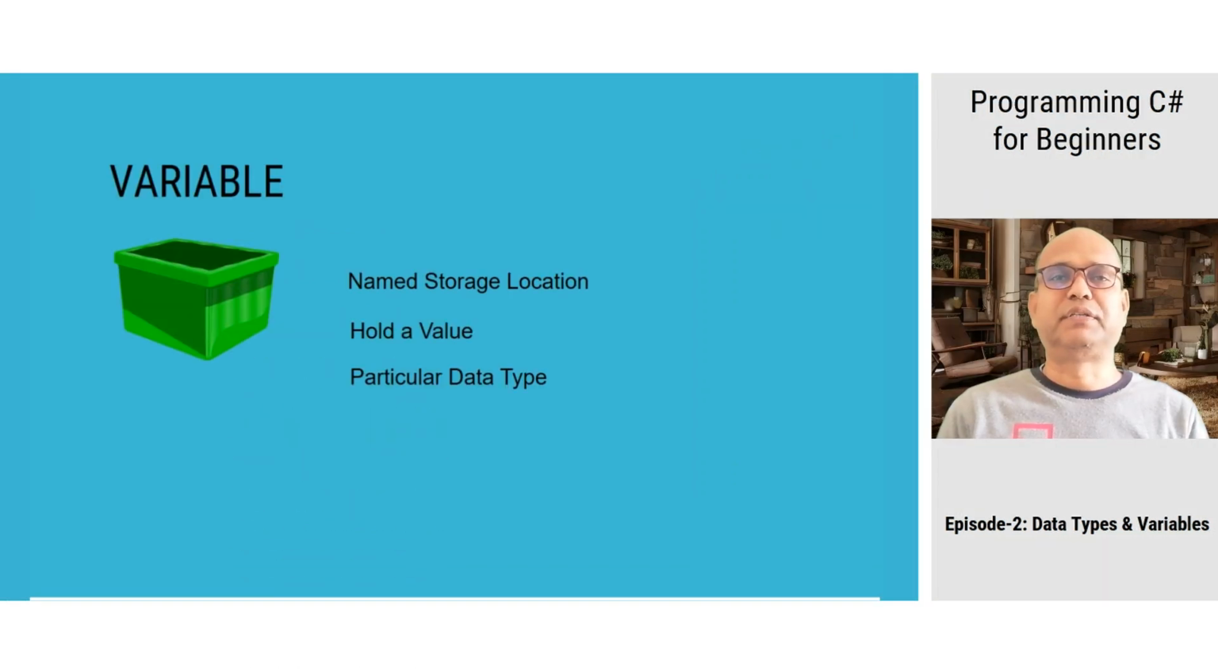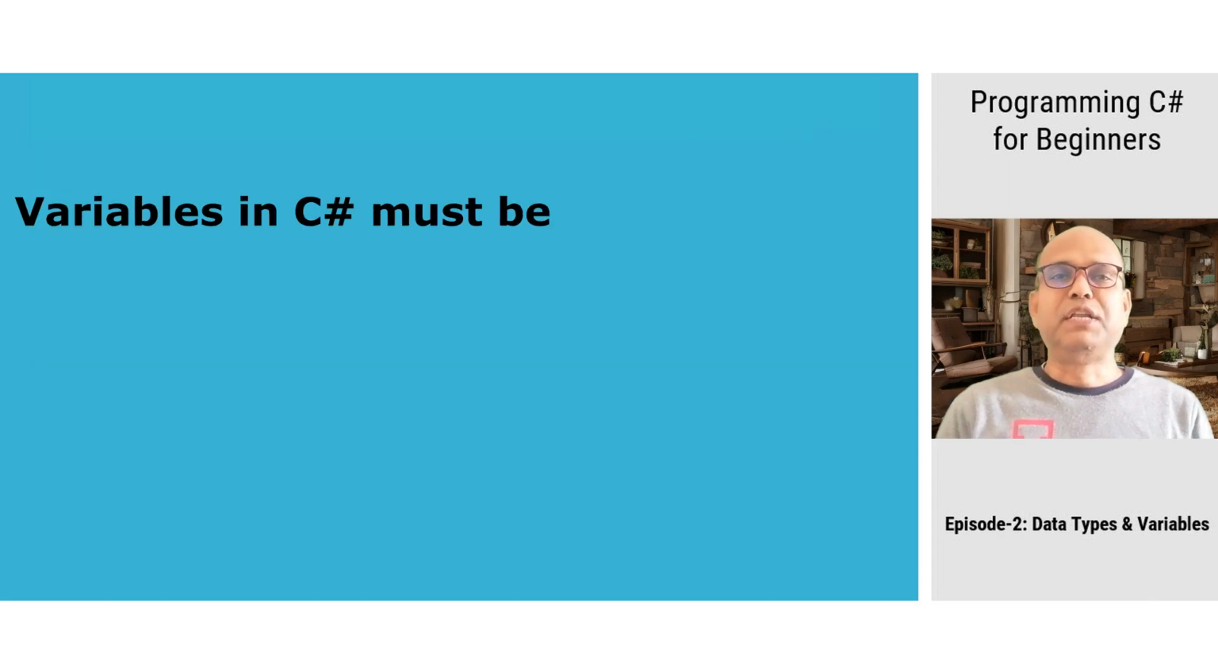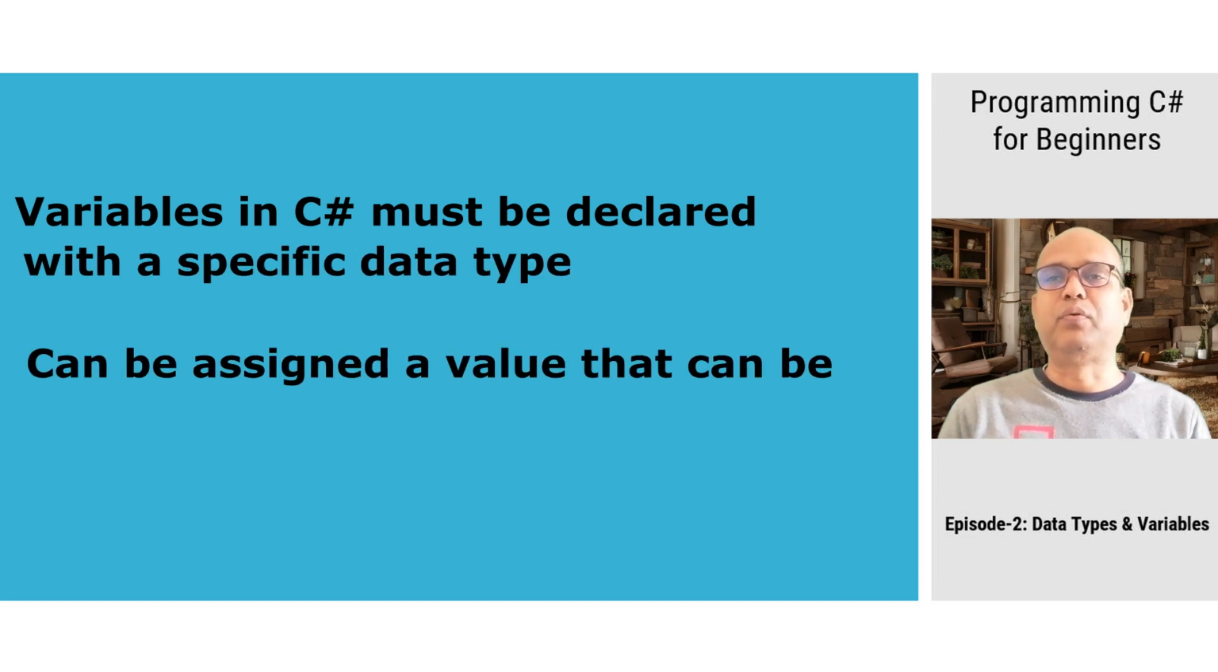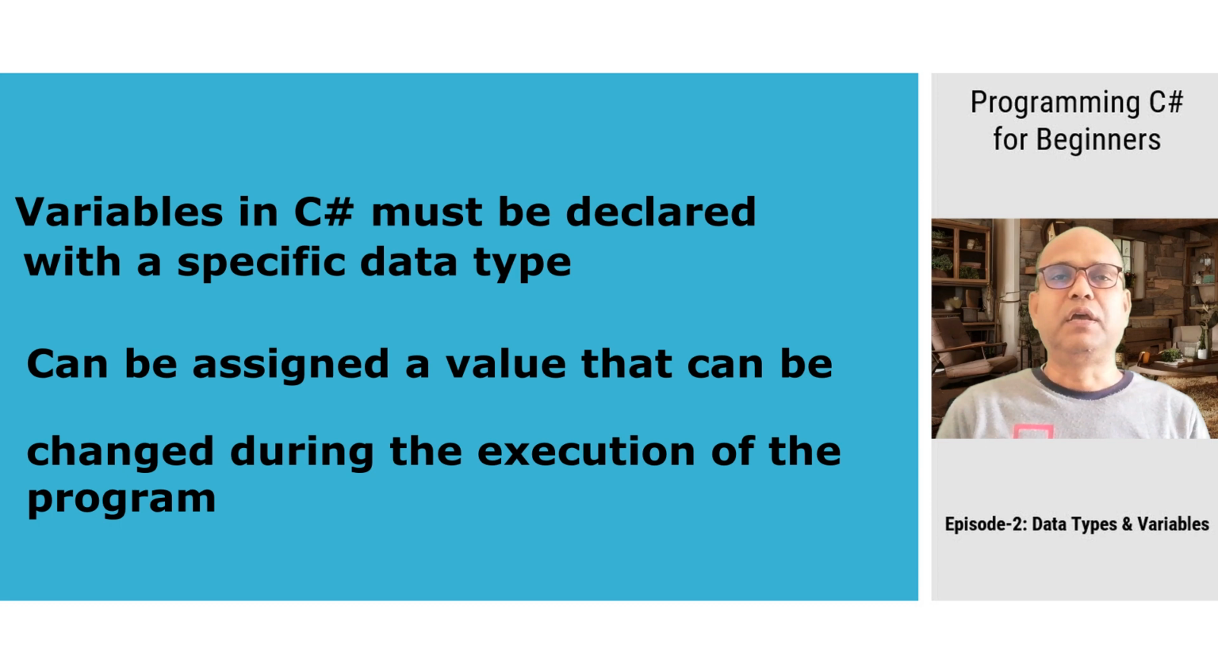Let's come to the point. What's variable? A variable in C sharp is a named storage location that can hold a value of particular data type. It can be used to store and manipulate data within a program. Variables in C sharp must be declared with a specific data type and can be assigned a value that can be changed during the execution of the program.